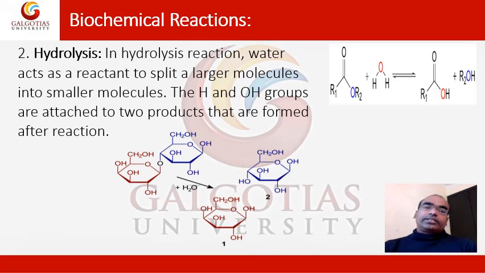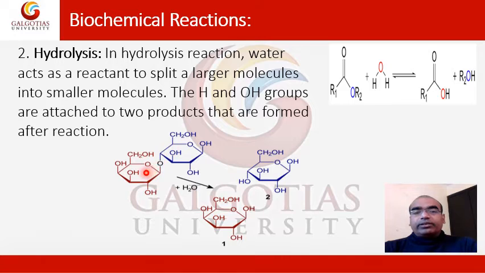Then the next one is hydrolysis. In a hydrolysis reaction, water acts as a reactant to split a larger molecule into smaller molecules. The hydrogen and hydroxyl groups, OH groups, are attached to the two products that are formed after the reaction.